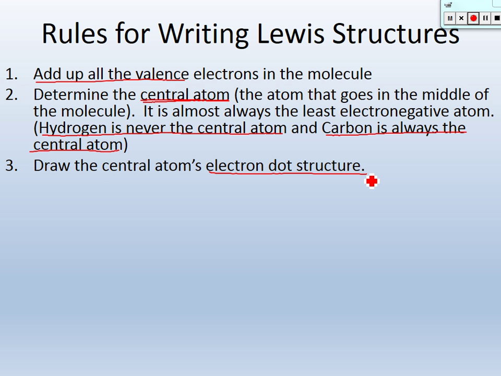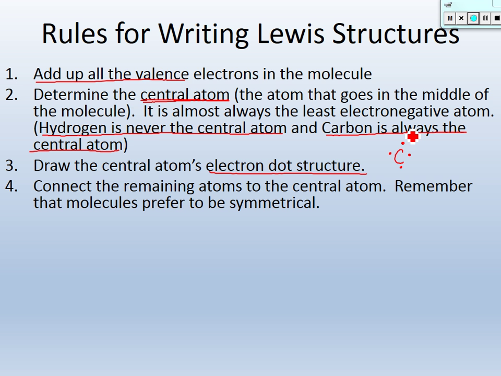So if you have carbon, it's going to look like this. You're going to draw C with 4 dots around it because it has 4 valence electrons. Okay, then step 4, you're going to connect the remaining atoms to the central atom. So you're going to put other atoms here on the sides. But remember, I want you to underline this.